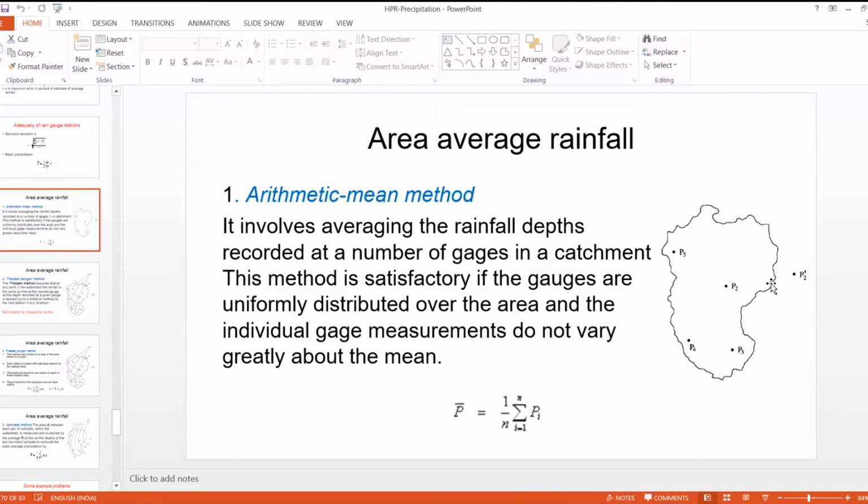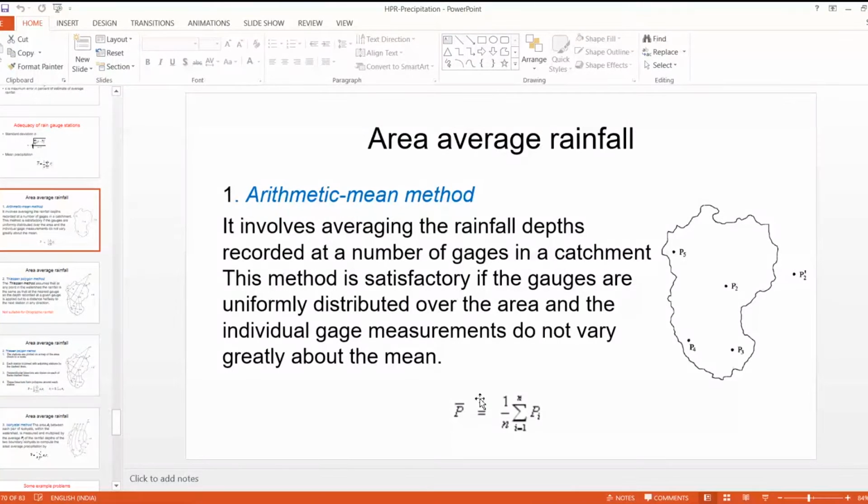Generally, we avoid the rain gauge stations outside the catchment. But to apply the arithmetic mean method for a given catchment area, the variation of rainfalls at rain gauge stations within the catchment area should be less than 10%. If the variance is very high, then we cannot use the arithmetic mean method.